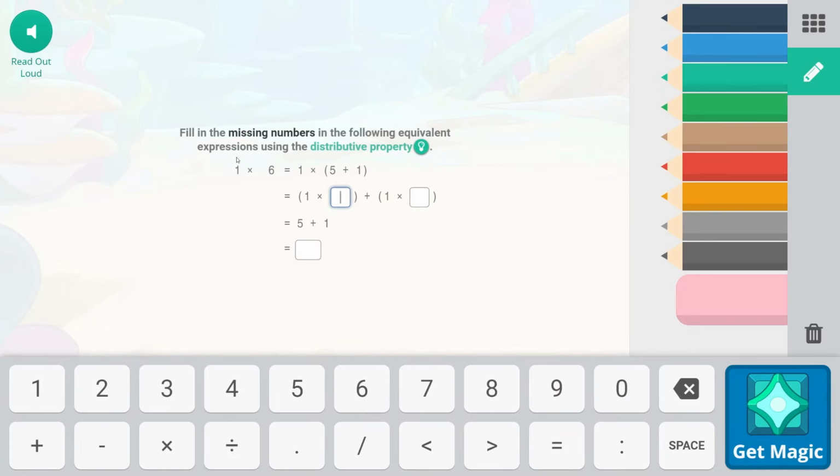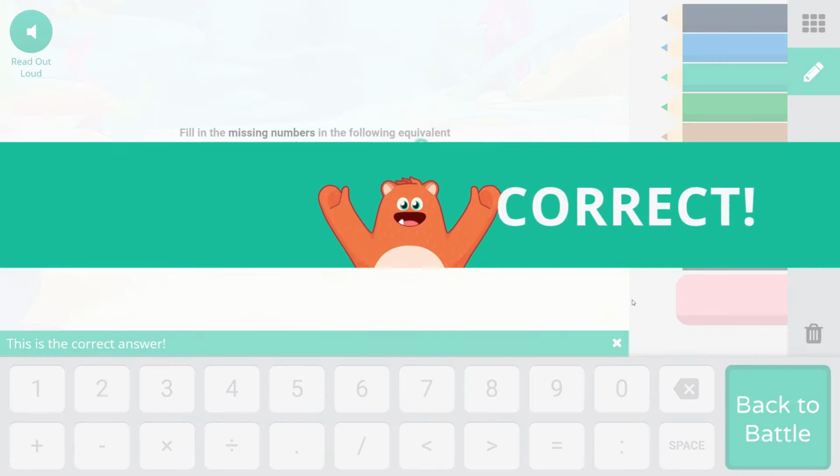All right, so we are using distributive property. If you don't know how to multiply 6, then you can break apart 6 into 5 plus 1, and we're going to be showing that down. So 1 times 5 plus 1 times 1 is going to equal the same thing. And so this is going to be 5 plus 1. 1 times 5 is 5. 1 times 1 is 1. 5 plus 1 is 6. So 6 is our answer.